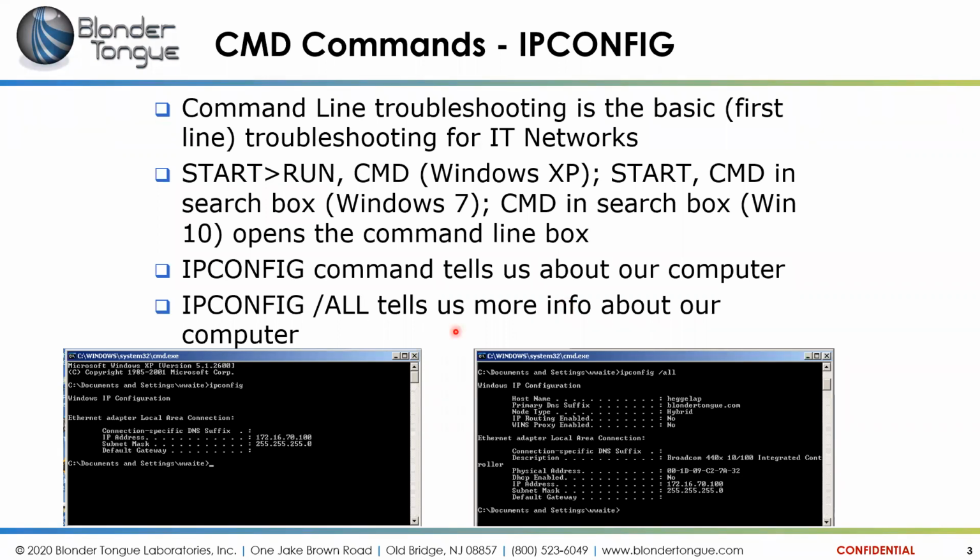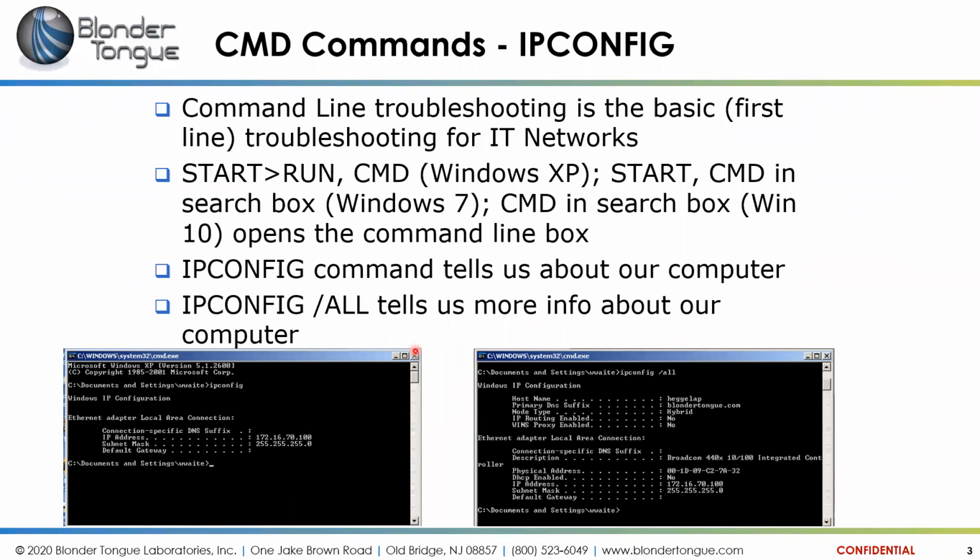So CMD pulls up this command line box. And then if you type in a command such as IPconfig, like here, it tells us a little bit about our computer. When I took this screenshot, my computer IP address was 172.16.70.100, and the subnet mask, and I didn't have a gateway set up, and so on.